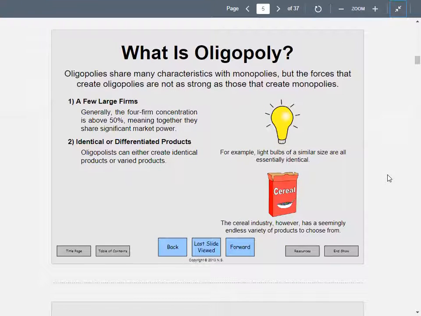They have identical or differentiated products. Oligopolists can either create identical or varied products. For example, light bulbs of a similar size are all essentially identical. However, in the cereal industry, there's an endless supply of products. There's tons of different brands of cereal, types of cereal.